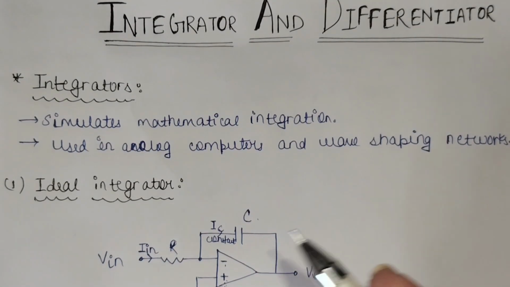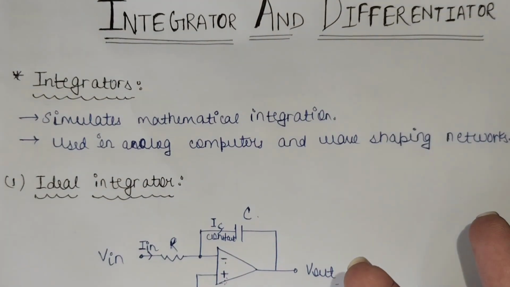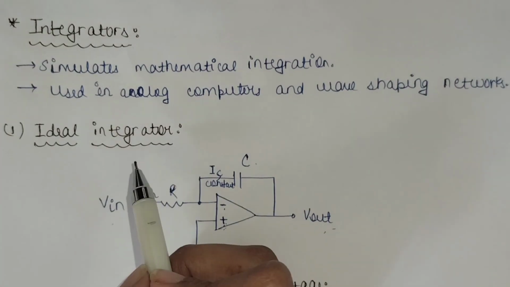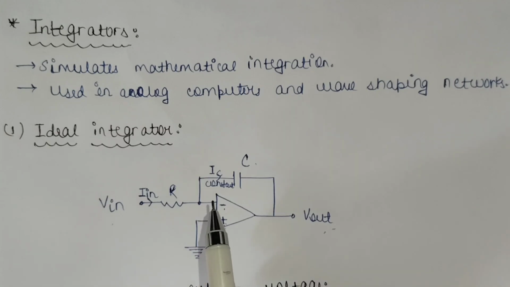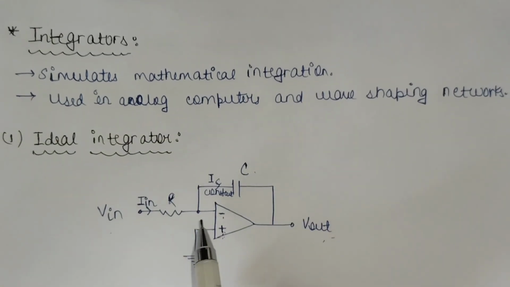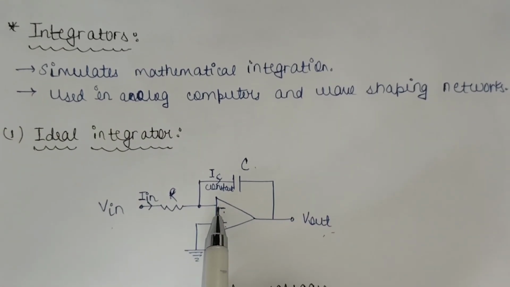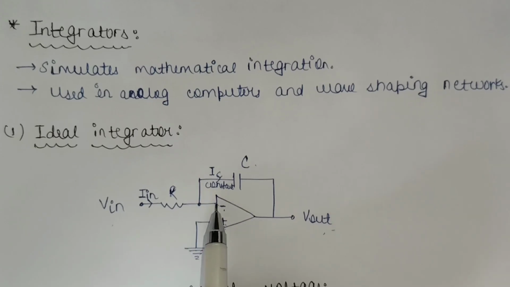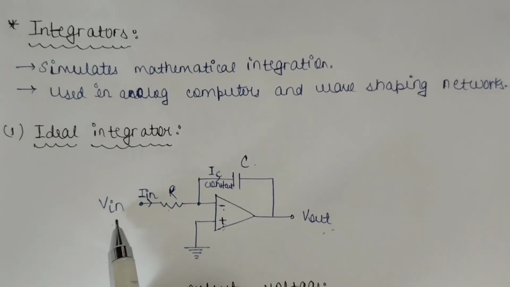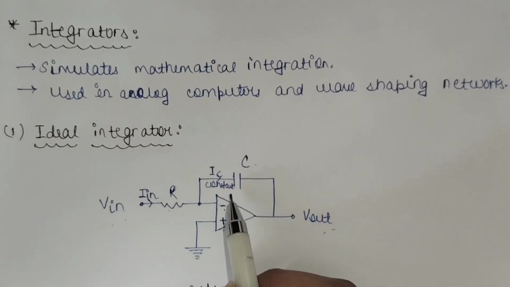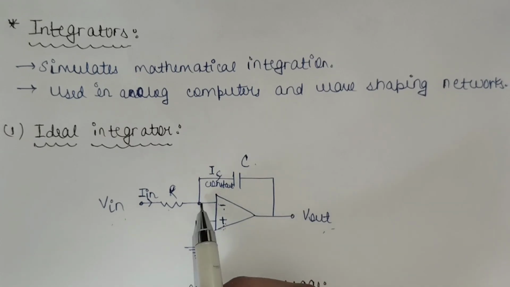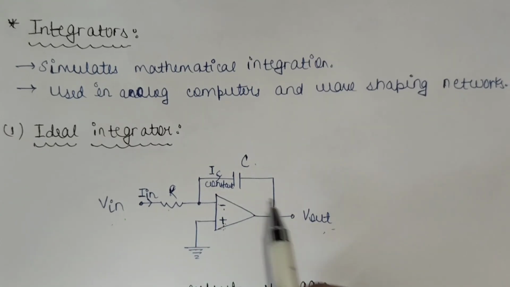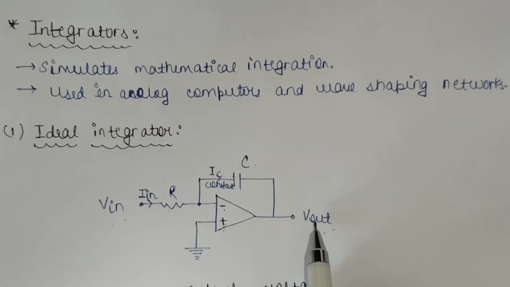Integrators are of two types, ideal integrators and practical integrators. The circuit shown here is of an ideal integrator, and we can see that the inverting input terminal of the op amp is connected to a resistor which is given an input voltage, and there is a capacitor which has one end connected to the resistor and its other end going to the output voltage.